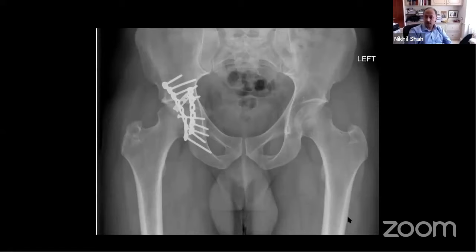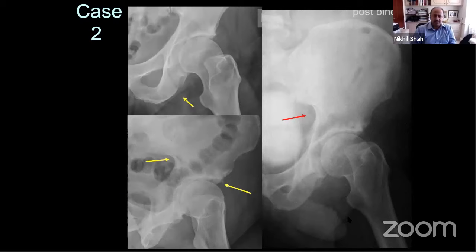This was an interesting case. A young man in his 30s who was hit by a car. He had this typical transverse with posterior wall fracture and the fracture line was exiting anteriorly. And my surgical plan was to use a sequential approach if required in this one, based on these images and based on the CT scan.